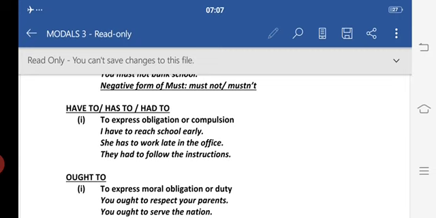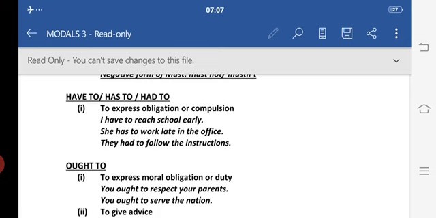Remember this thing in your mind, that must not shows that something is prohibited and it is not allowed, whereas don't have to or doesn't have to shows no obligation, means you are not required to do something, especially if you don't want to do it. This is the difference. Must not is something that is prohibited, it means you are not allowed to, whereas don't have to shows that you are not required to do something, especially because you don't want to do it, it is on your own will, right?